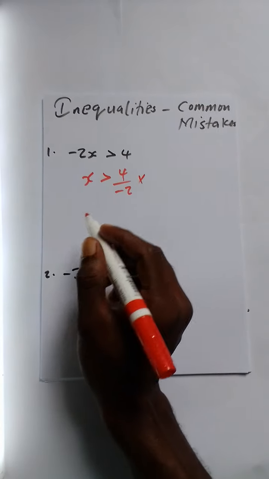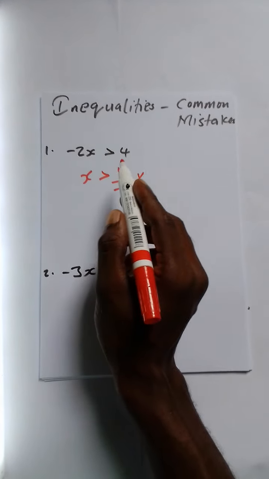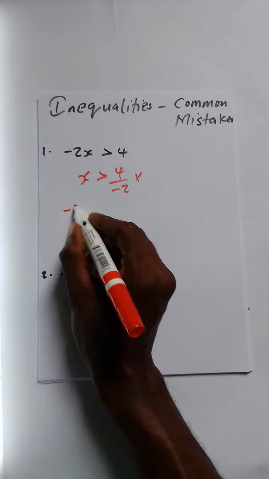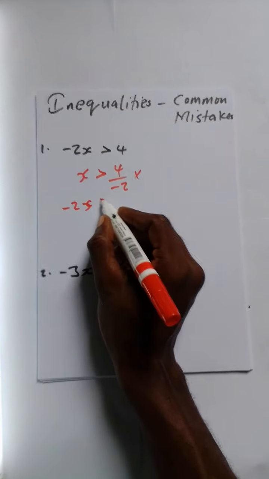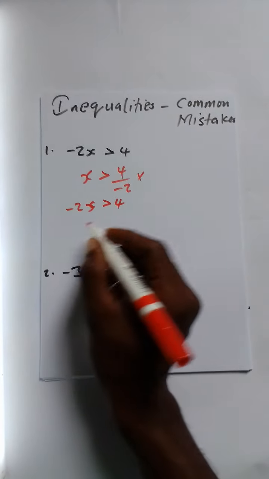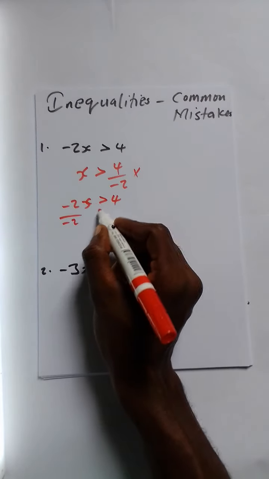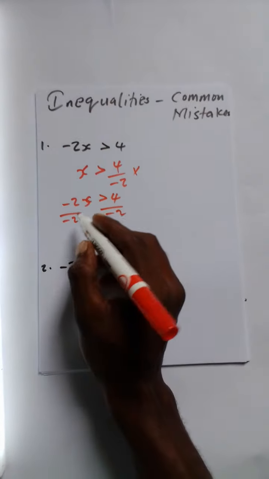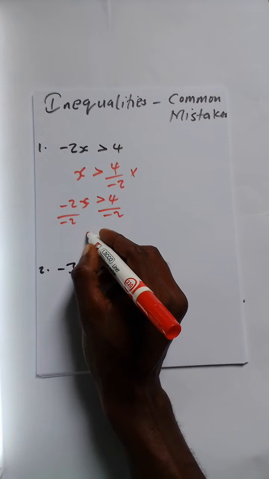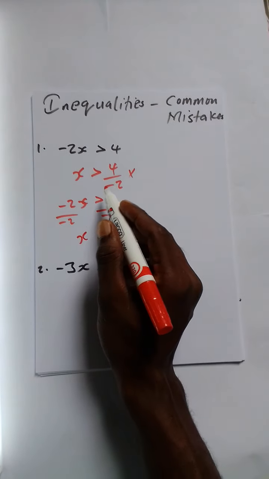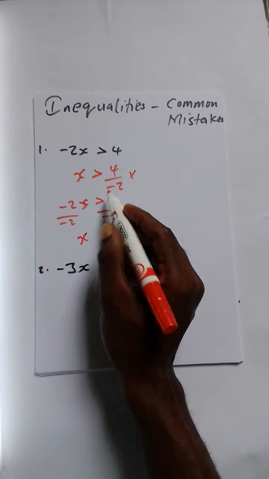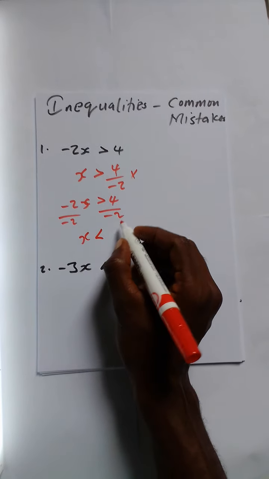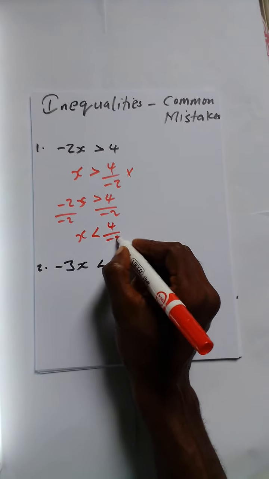The best way to do it: you have minus 2x greater than 4. So what happens? You divide both sides by minus 2, which we did here. Going further, this will cancel this and you will now be left with x. Instead of x is greater than, it now becomes x is less than 4 upon minus 2.